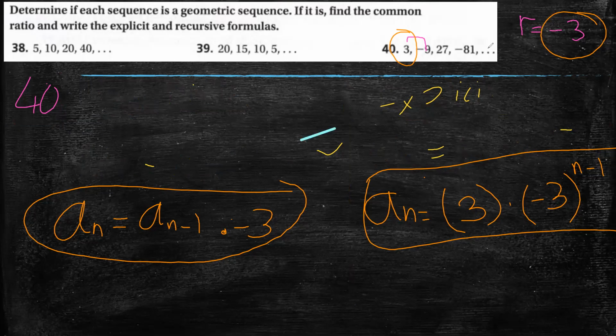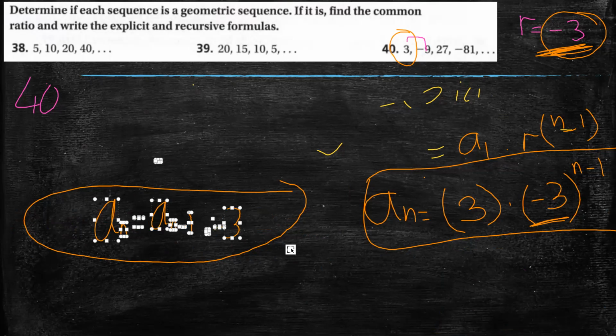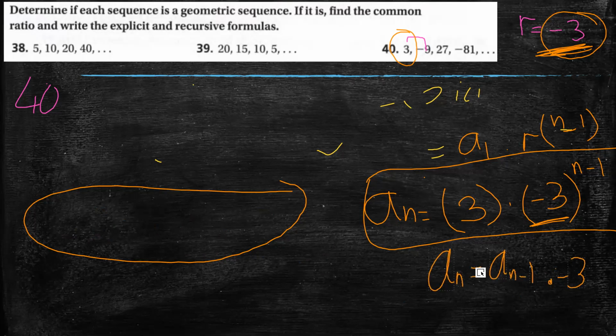Teacher, could you please explain the explicit again? I did not understand the last part. Wait, please. It was A sub n is equal to A sub 1 times R raised to the power n minus 1. Where's A sub 1? It was 3. Where's R? R is negative 3. So 3 times -3 to the power n minus 1. Okay, teacher, what about the recursive? The recursive, you just multiply the previous term by -3. Oh, okay, thank you, teacher.